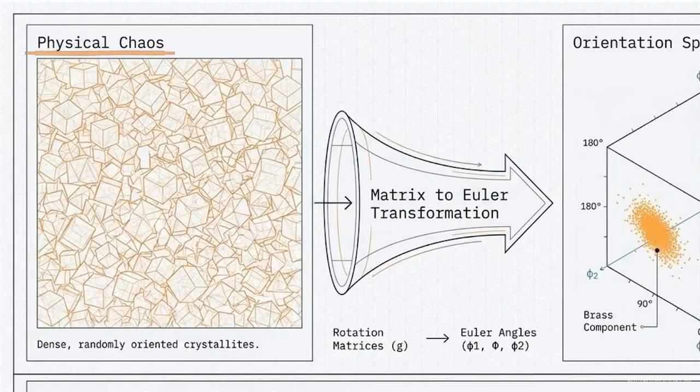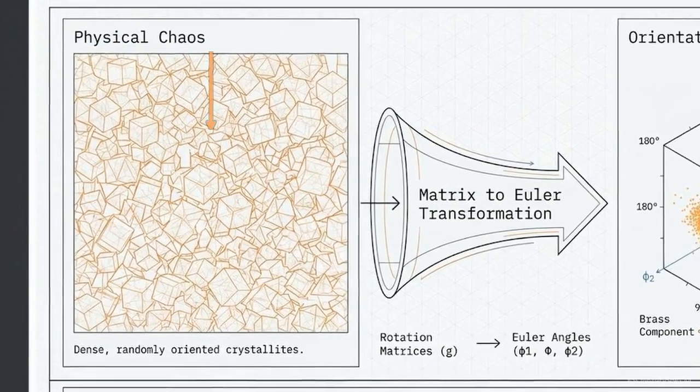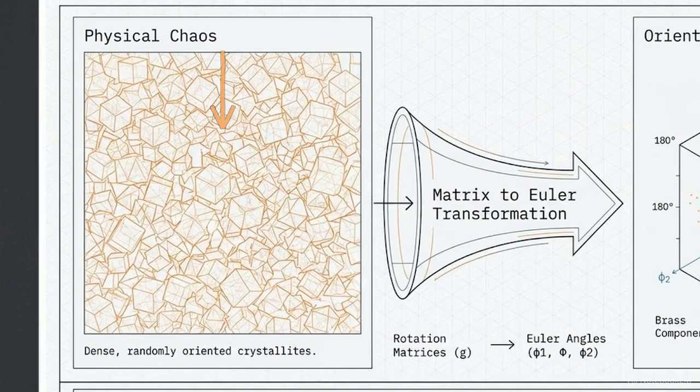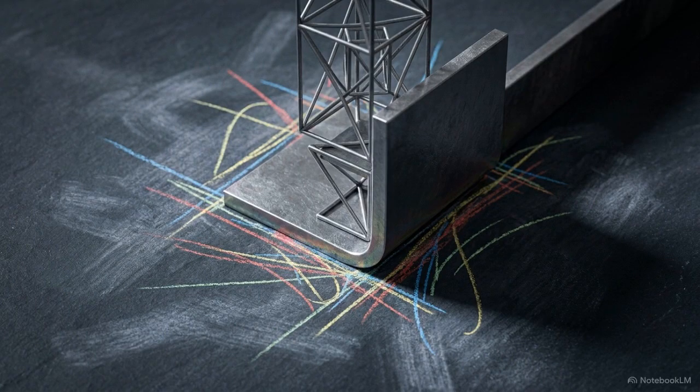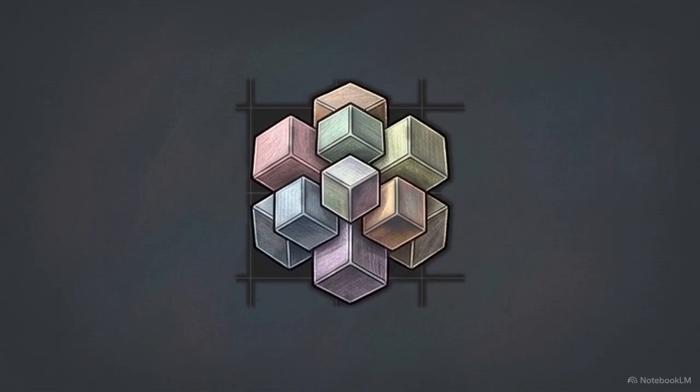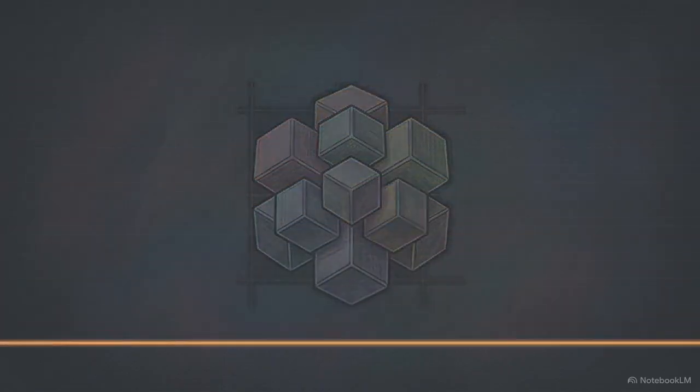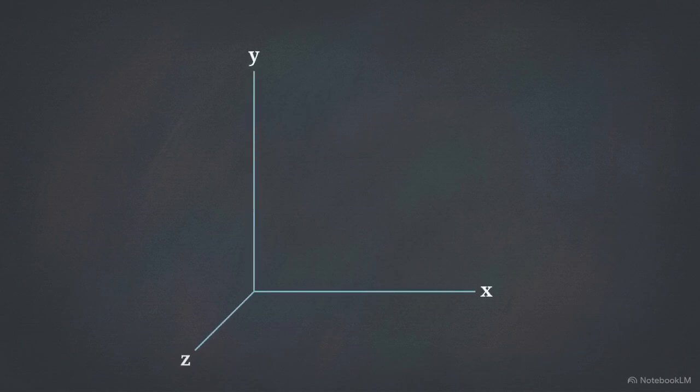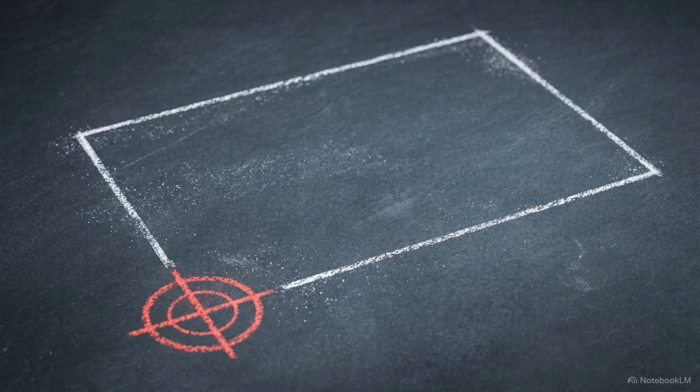This diagram on the left illustrates the reality of physical chaos. Inside the metal, each individual grain sits at its own random geometric angle. To predict how a sheet of metal will behave when we bend it or stretch it, we have to find a way to mathematically capture and organize this chaotic spread of crystal orientations. We can't measure anything until we establish a fixed frame of reference.